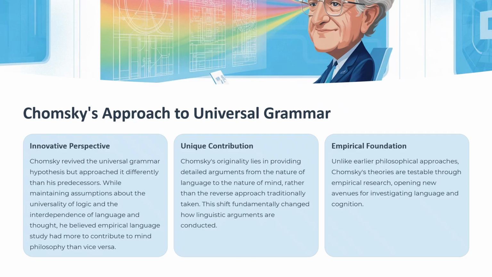Chomsky's approach to universal grammar. Innovative perspective. Chomsky revived the universal grammar hypothesis, but approached it differently than his predecessors. While maintaining assumptions about the universality of logic and the interdependence of language and thought, he believed empirical language study had more to contribute to the philosophy of mind than vice versa.